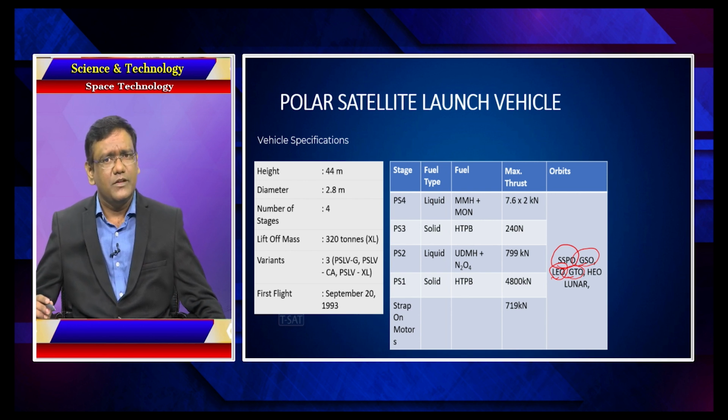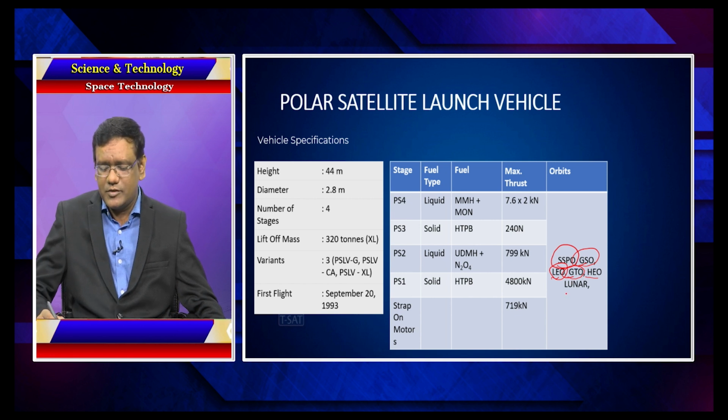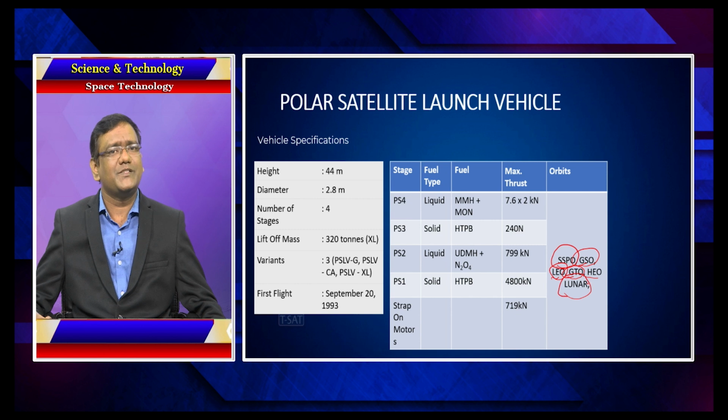GTO is a geostationary transfer orbit, and HEO is nothing but high Earth orbits, and it is also used for lunar orbits. Lunar orbits means the orbits used for Chandrayaan-1, where we used this.